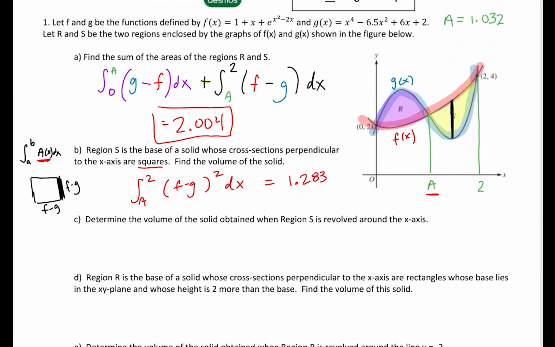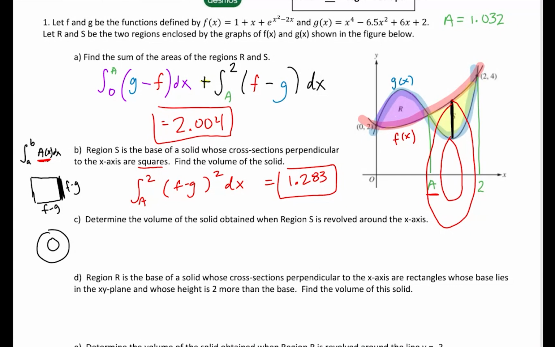Part C, determine the volume of the solid obtained when region S, so the same region, is revolved around the x-axis. If I'm revolving this region around the x-axis, I'm going to have a washer scenario where the inside circle is defined in terms of function g, this blue function, and the outside circle will be determined using the function f. So my cross-sectional shape here is a circle with a hole in it.